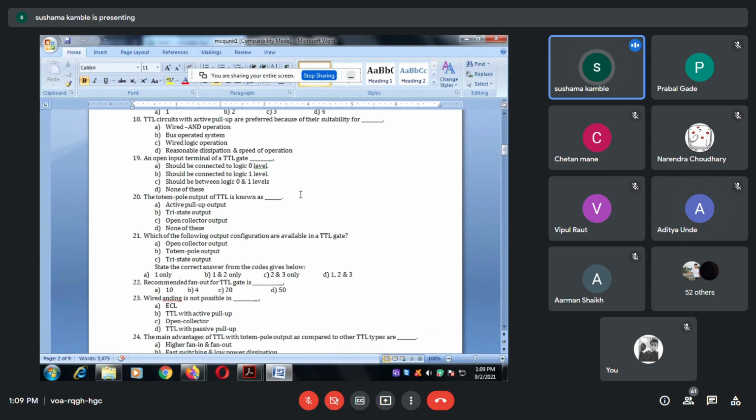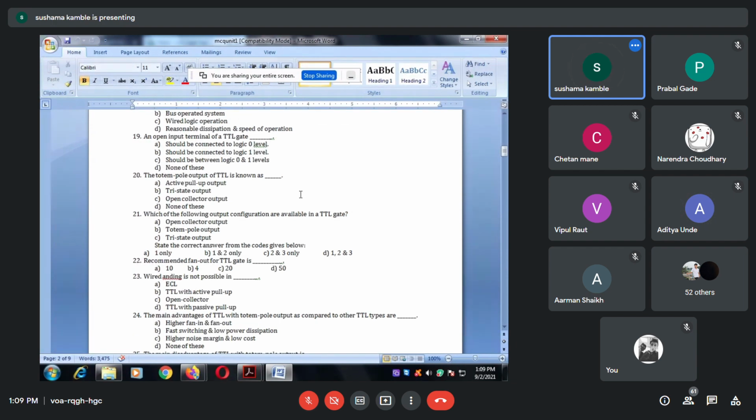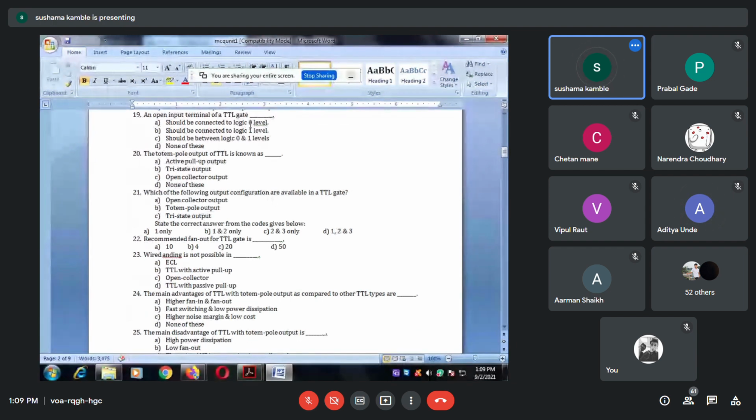An open input terminal of a TTL gate should be connected to logic 0 level, to the logic 1 level, or between logic 0 and 1 levels. ये भी last lecture में discuss किया था. फिर से हम लोग ये यूनिट डिस्कस नहीं करेंगे आज ही. This will be the end for your unit, and from next lecture we will start your first unit as per computer department.